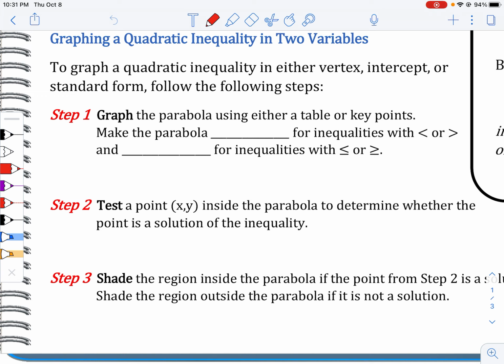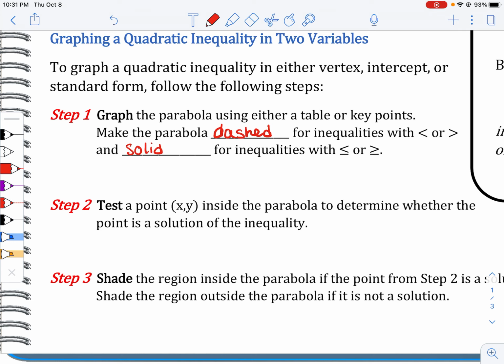You want to make the parabola dashed for inequalities with less than or greater than, and you want to make it solid for inequalities with less than or equal to or greater than or equal to. This is the same as in Algebra 1. When you graphed linear equations, it was a solid line if it was greater than or equal to or less than or equal to, and it was dashed if it was less than or greater than.